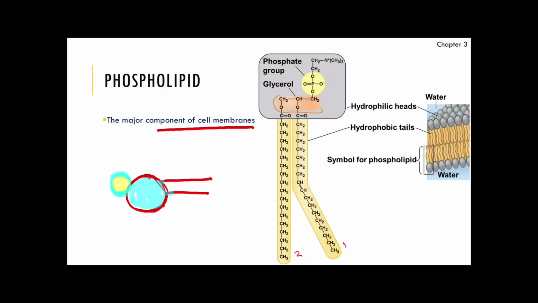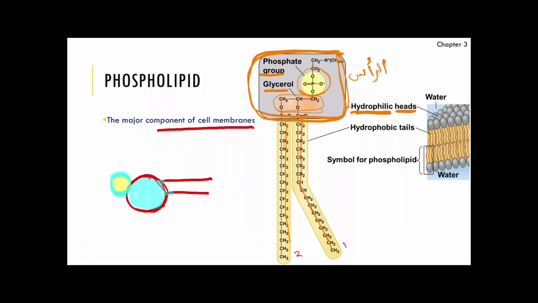This is the glycerol right here. This is 1 fatty acid, a second fatty acid, and this is the phosphate group. So the glycerol and the phosphate group together, they create something called the head, الرأس. And this head is hydrophilic, يعني محب للماء. So this head likes water, hydrophilic, محب للماء.